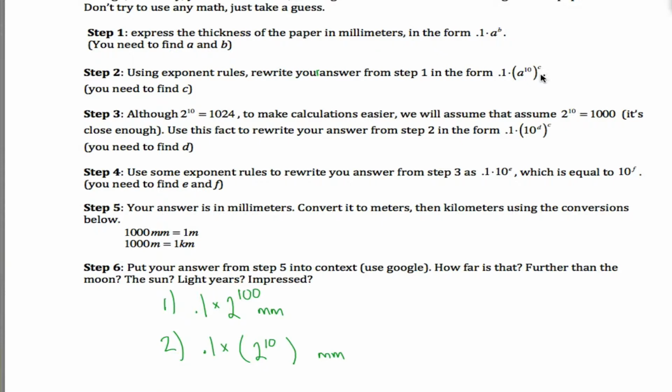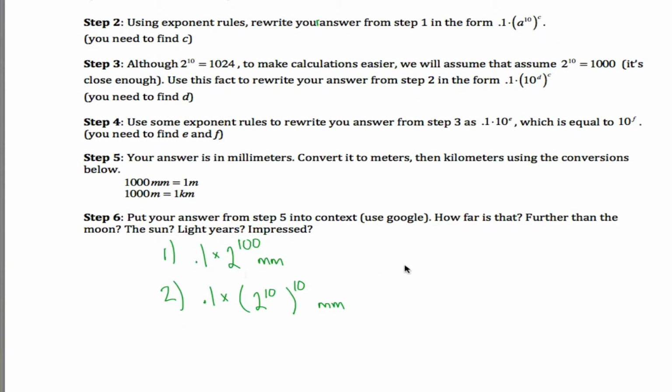And this is where you have to know the exponent rule that if you're raising an exponent to another exponent like this, you multiply these two numbers together. Because 10 times 10 is 100, I can rewrite 2 to the 100th power as 2 to the 10th power to the 10th power. It doesn't really help any. This isn't any more clear than this was, but it's another equivalent form. Let's go on.